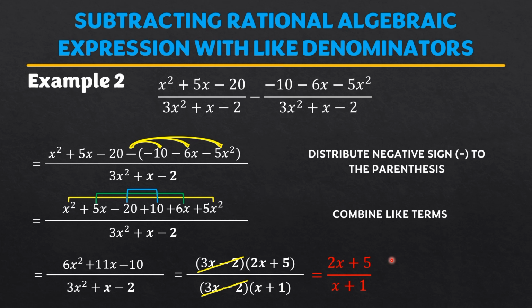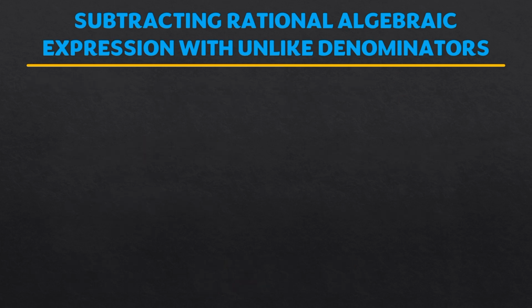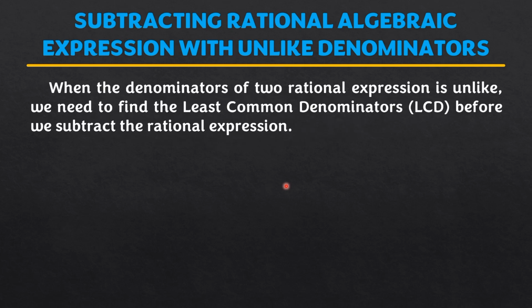How about if you encounter a rational expression with unlike denominators? So, when the denominators of the two rational expressions are unlike, we need to find the least common denominator, or LCD, before we subtract the rational expressions. By doing that, here are the steps that you need to follow.